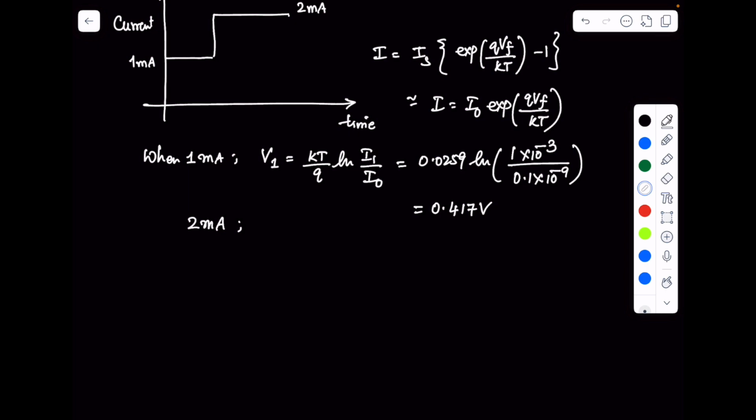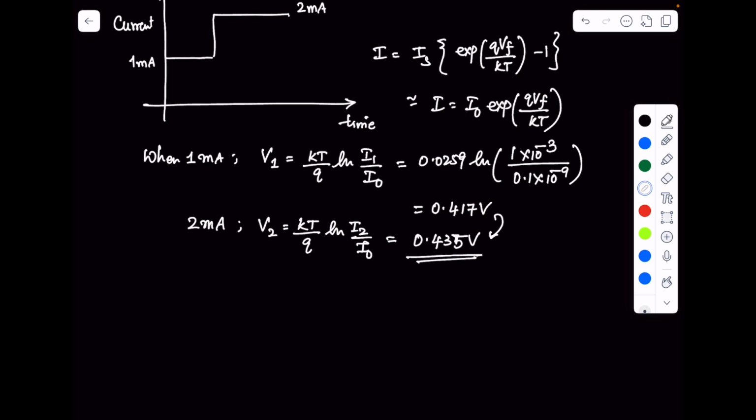And when current goes up to 2 milliamps, the voltage across the diode has to increase in such a way that the new voltage V2 is KT by Q ln I2 by I naught, right? And as expected, you don't expect a huge voltage change because the current is exponential in Vf, and so this is 0.435 volts, right? So the voltage across the diode before the transition is 0.417, after the transition it has to jump up to 0.435. Right? Now what's happening in the diode?